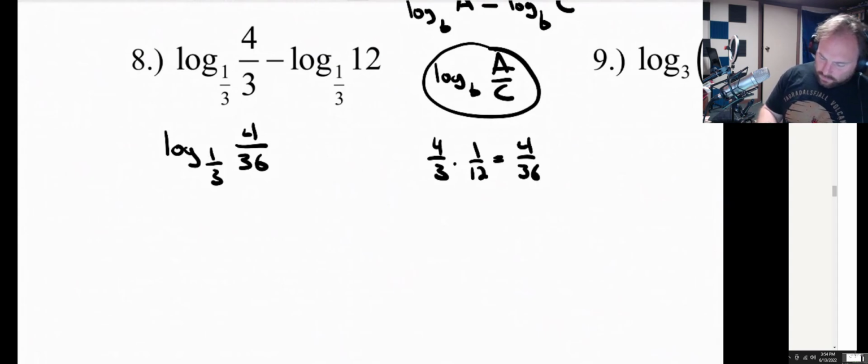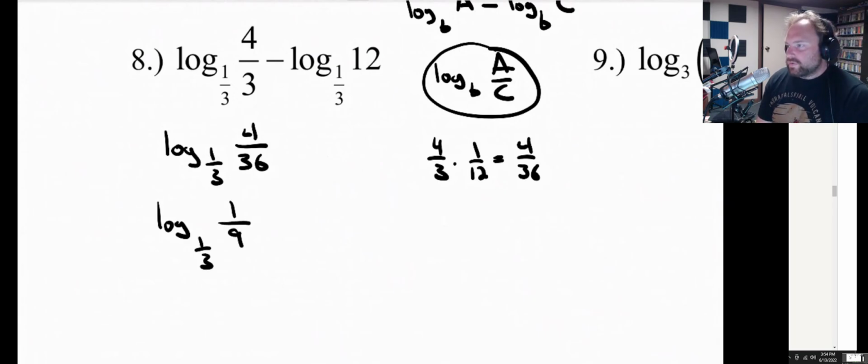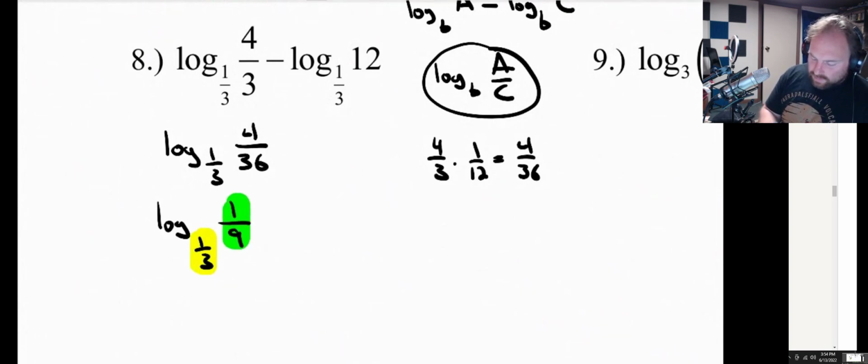Now, 4/36, of course, can reduce. This is the log base 1/3 of 1 over 9, like that. And so here we have another common logarithmic question. In a system that counts by multiplying by 1/3 each time, how many steps to get to 1/9? Well, I'll give you the answer right now, it is 2, but then we'll talk about why.